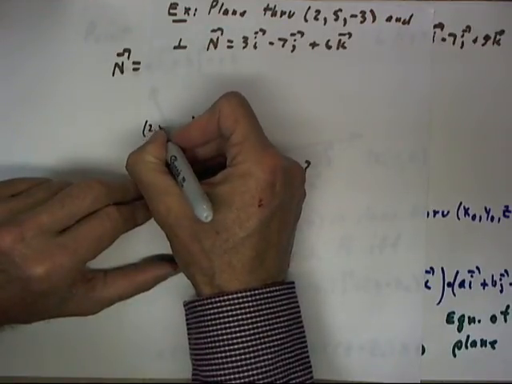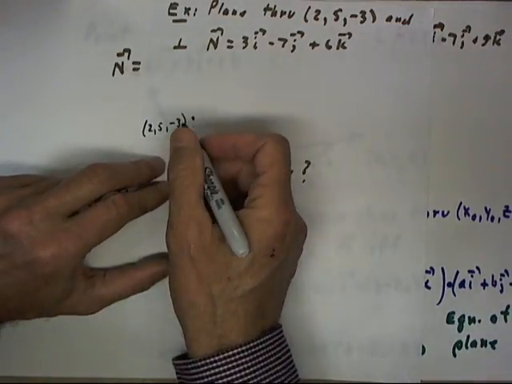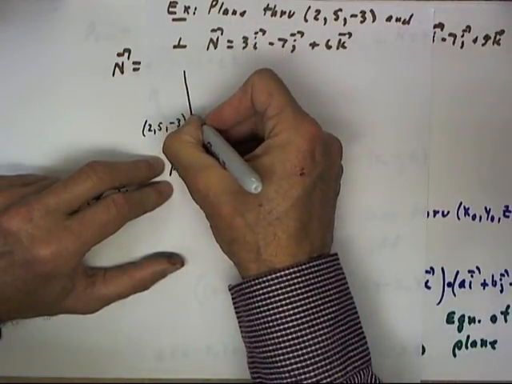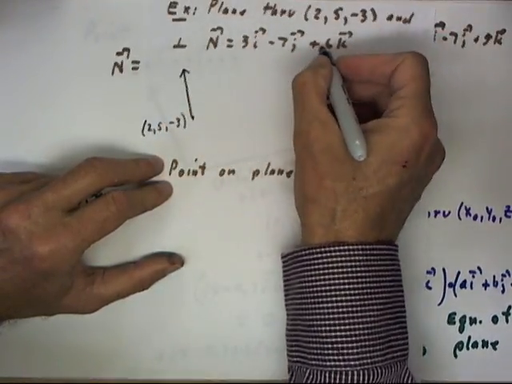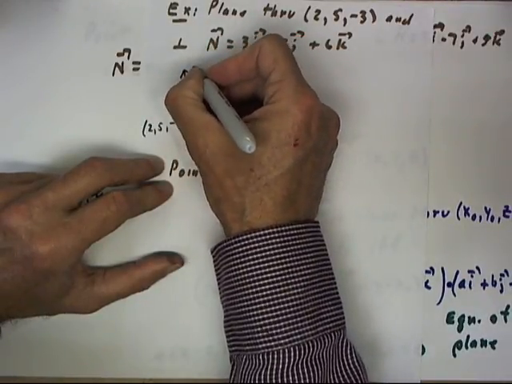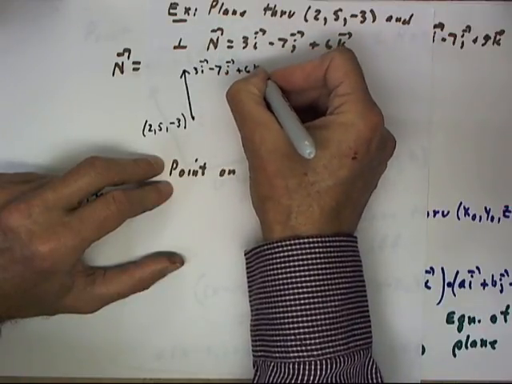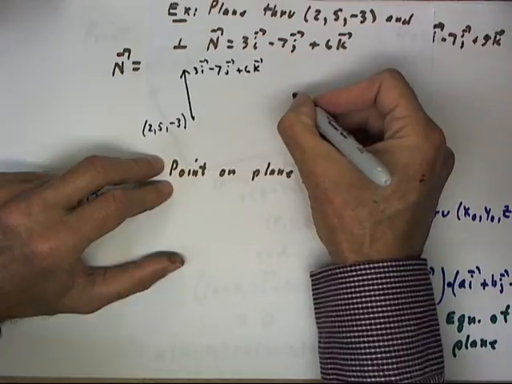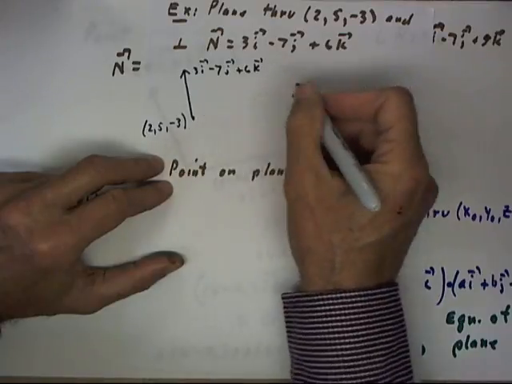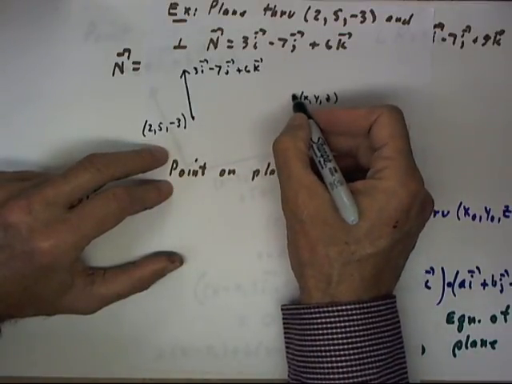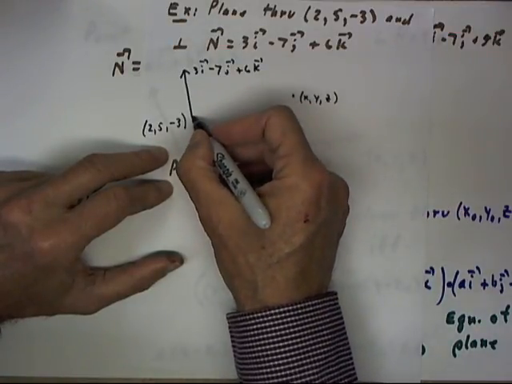So let's say that we have the point 2, 5, negative 3, and a normal vector. We're not going to attempt to draw this vector on any set of coordinate axes, but this vector will represent our normal vector, which is 3i minus 7j plus 6k, and xyz is going to represent a point that we want to determine whether it is on the plane or not.